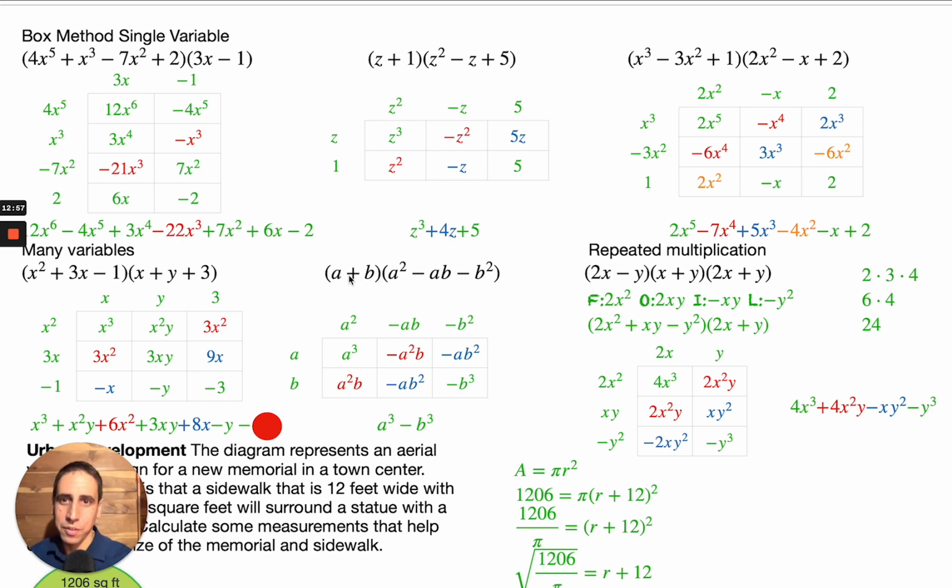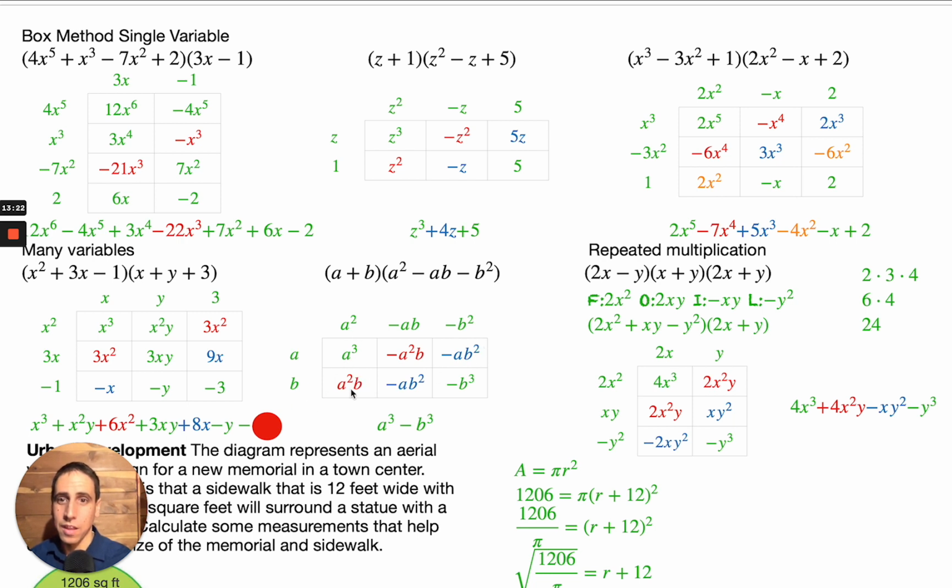Again, many variables: a plus b times a squared minus ab minus b squared. So many a's and b's flying around. Get organized with a box, with a 2 by 3 box in this case. Again, you could also do a 3 by 2 box if you wanted, but I think it's easier this way. So a times a squared is a cubed. a times negative ab is negative a squared b. a times negative b squared is going to be negative ab squared.